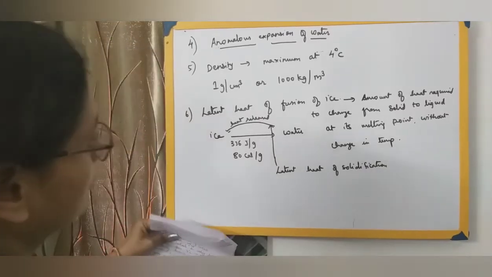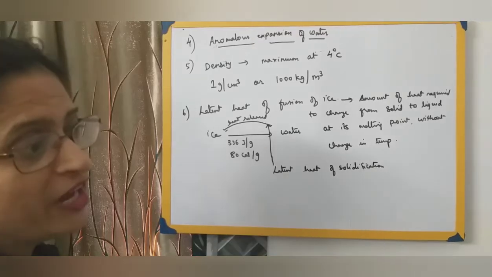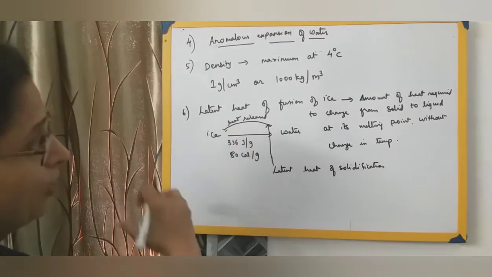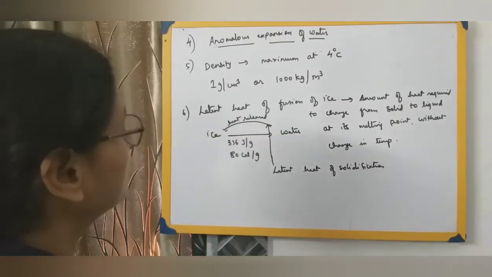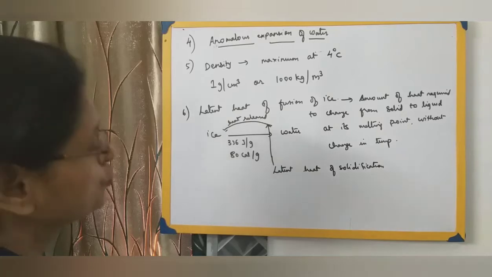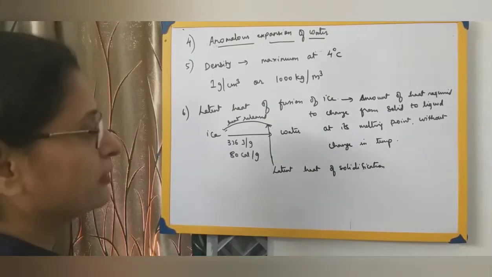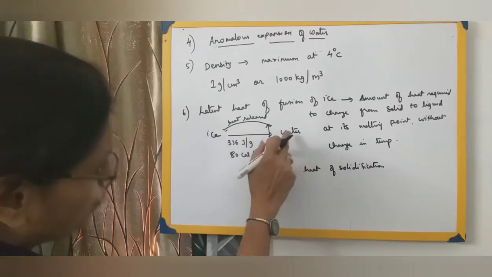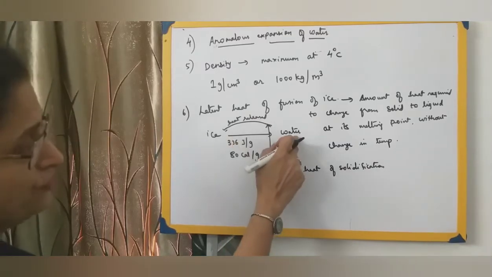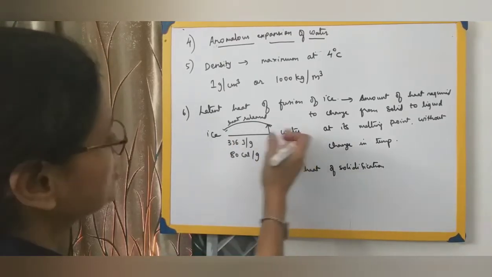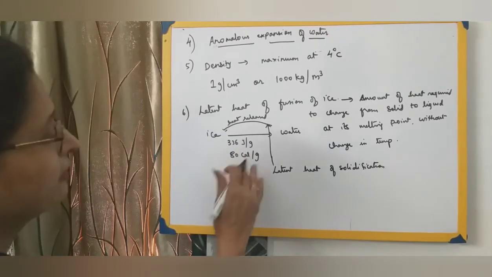Once again, let me explain. You are changing ice to water, so that means fusion of ice is taking place. This amount of heat required to change 1 gram of ice to 1 gram of water at its melting point without changing temperature is called the latent heat of fusion of ice, which equals 336 joules per gram or 80 calories per gram. Now if you want to freeze this water back into ice, heat will be released. We have to cool it. How much heat has to be released? The same amount, that is 336 joules per gram or 80 calories per gram.